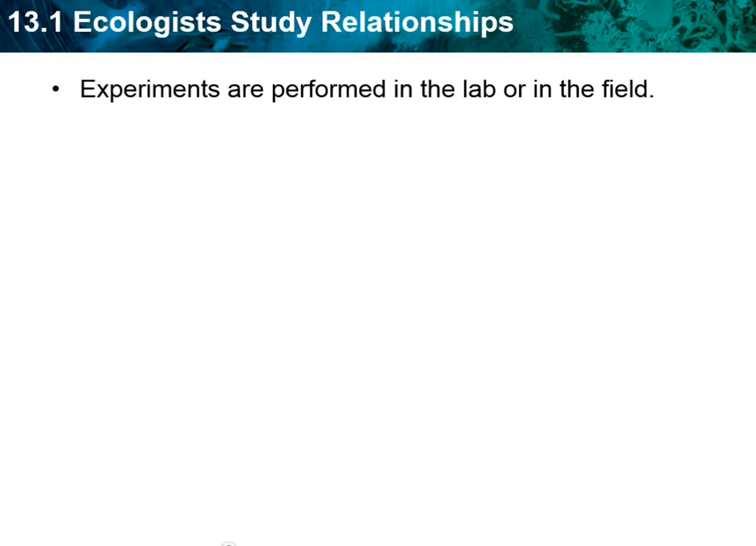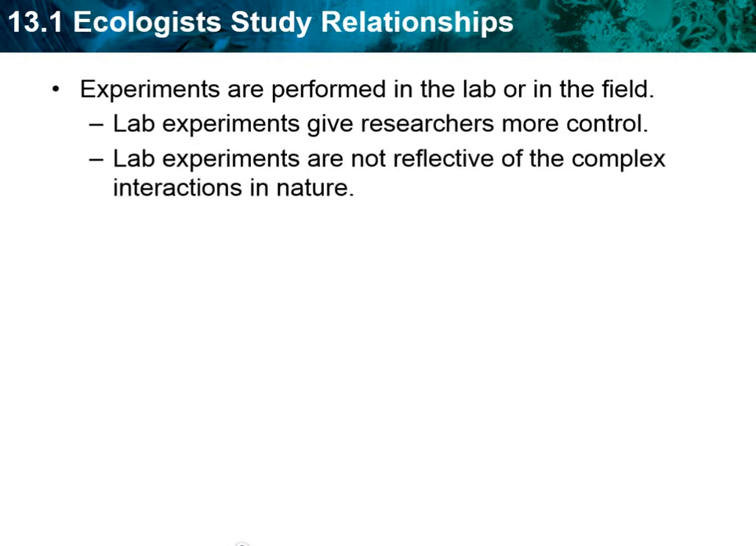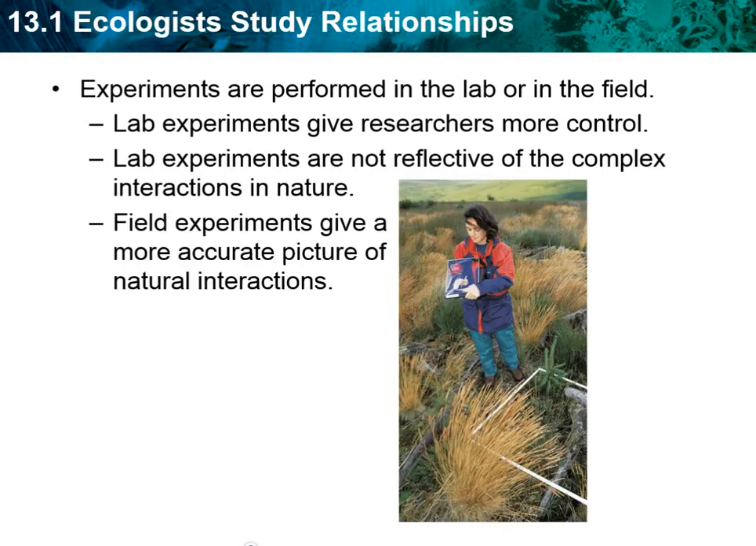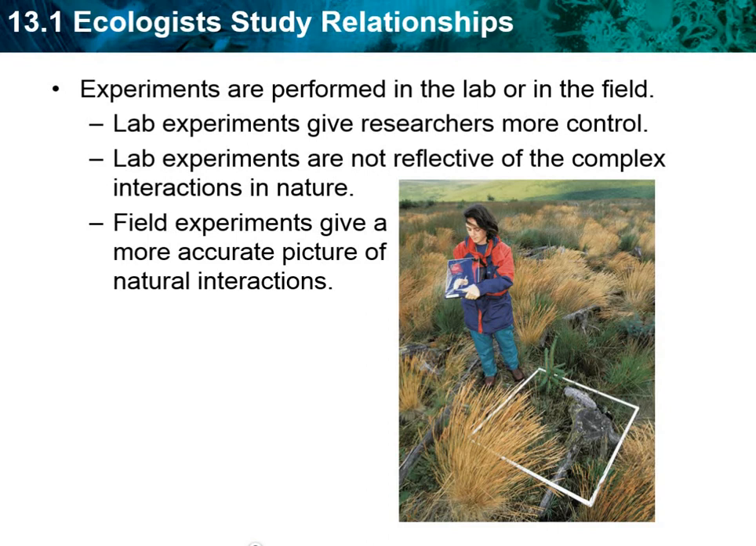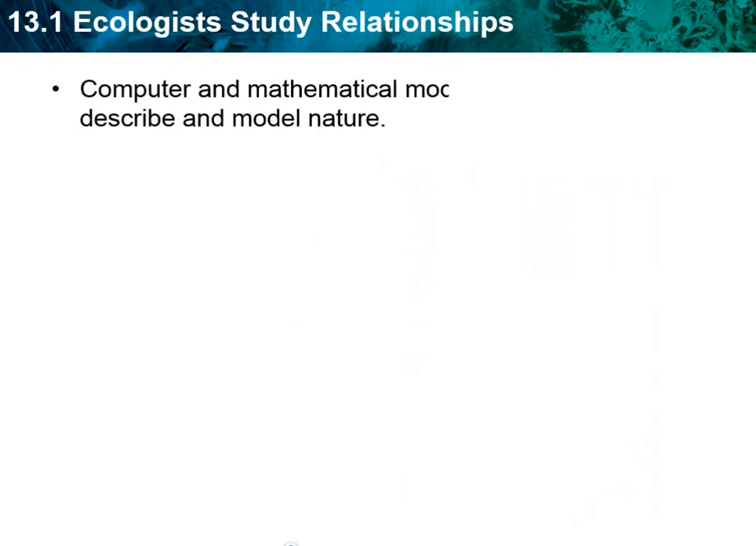Like I said, experiments are performed in the lab or in the field. Most likely they're going to be done in the lab. Lab experiments give researchers more control, but they are not reflective of the complex interactions of nature. Field experiments give you a more accurate picture of what's actually going on, but they may not be easily controlled. So field experiments may not help determine the actual cause and effect, because you're not able to control all of the different variables in the experiment.